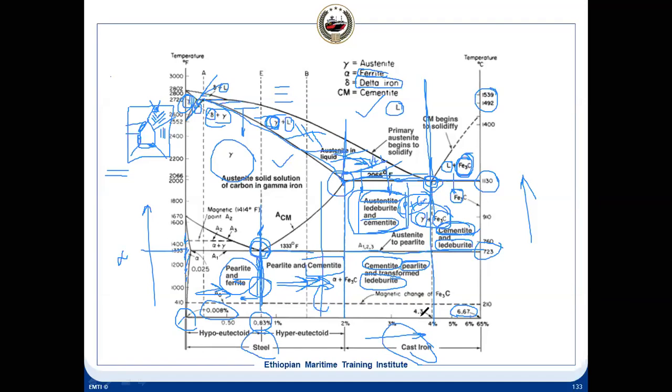Another thing, similarly we can divide this side also: this is hypo-eutectic and this is hyper-eutectic, like we have divided here hypo-eutectoid and hyper-eutectoid. These two also we can divide in the same way. So is it clear, everybody? Have you understood this iron carbon diagram? This is our complete picture, because the iron carbon phase diagram gives us all the details, so where we should be.